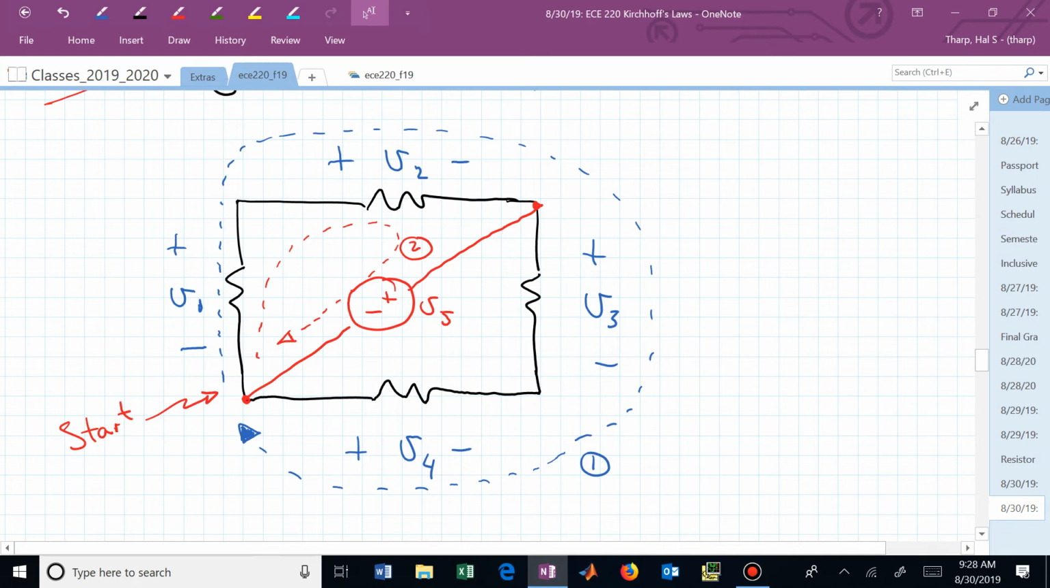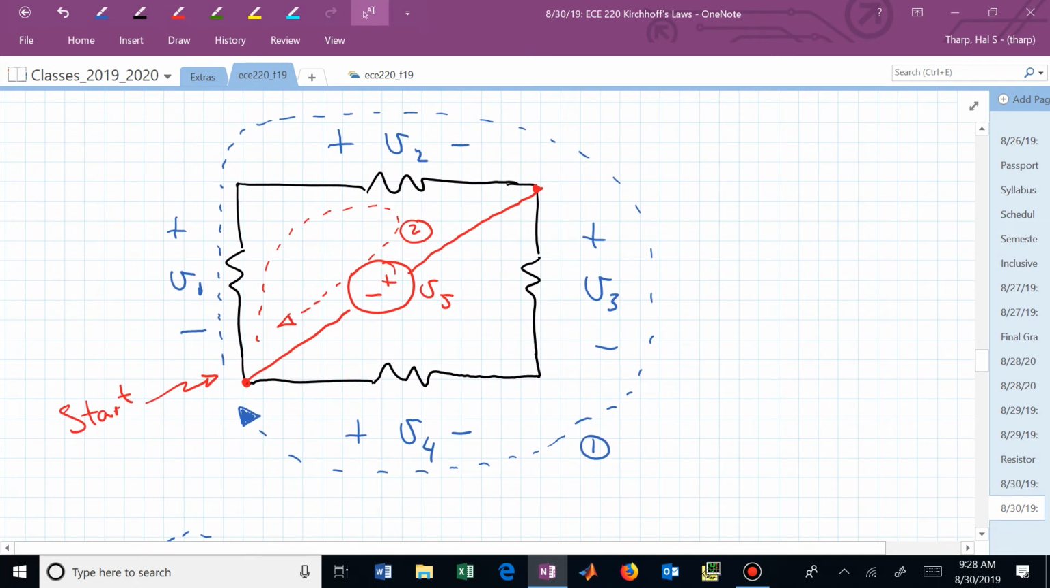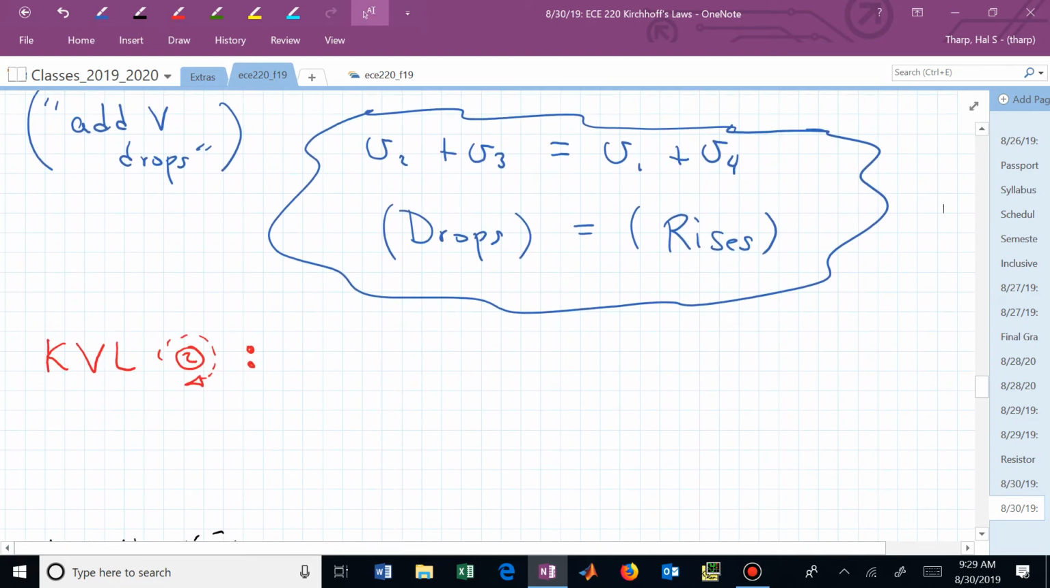In this case, what's my equation going to be around loop 2 or path 2? Does everybody see it? Minus V1 plus V2 plus V sub 5 equals 0. Minus V1 plus V2 plus V sub 5 is equal to 0.